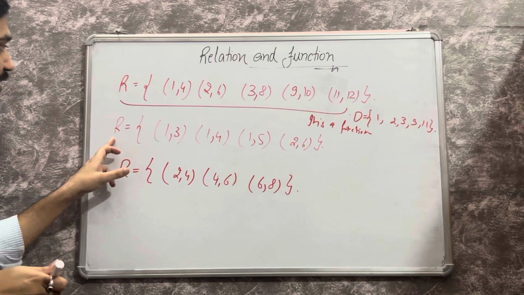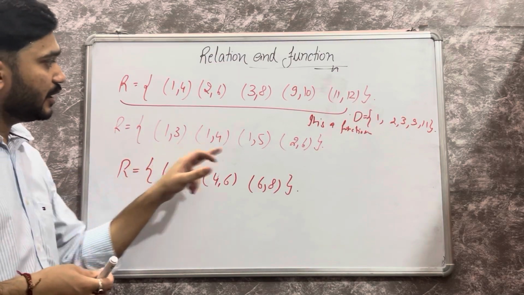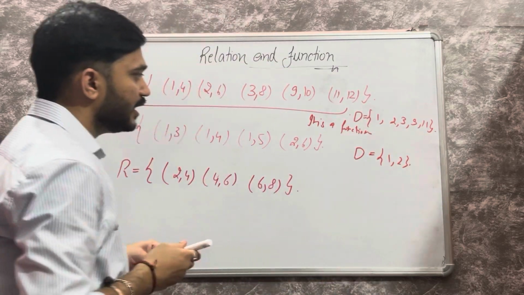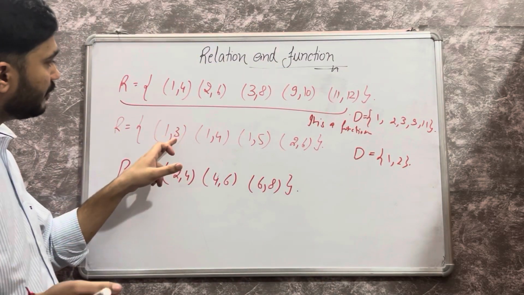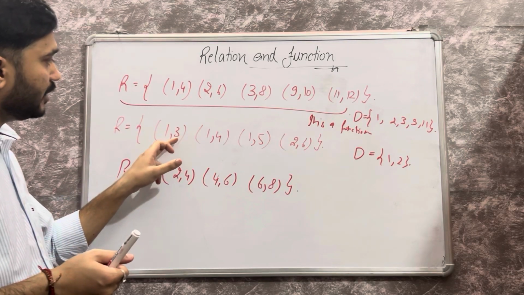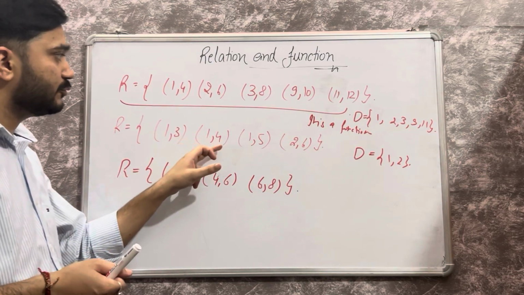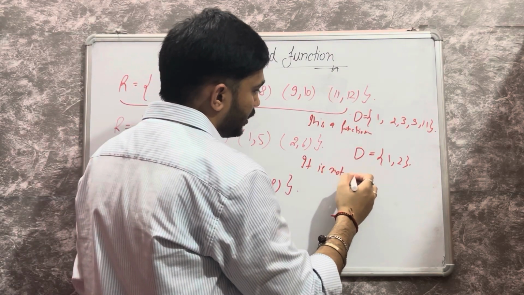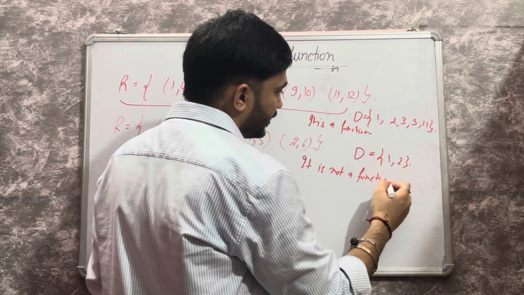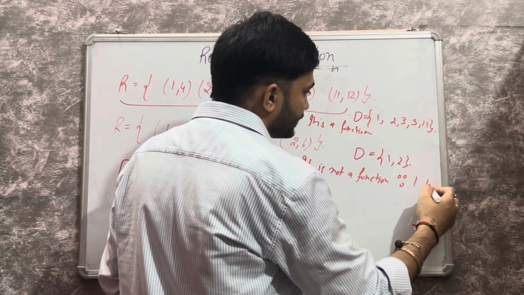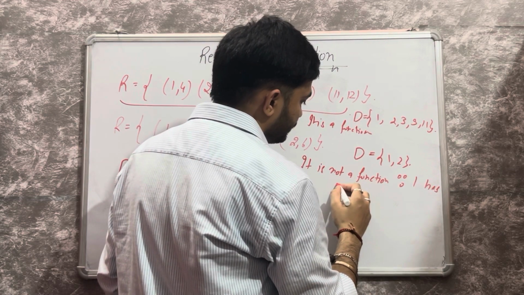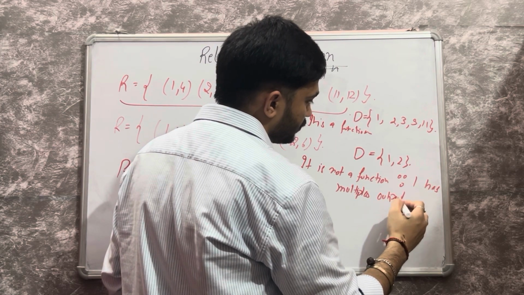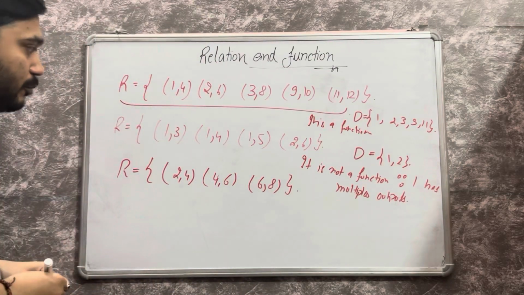Now look at the second example. Domain is 1 and 2. But here 1 has multiple values as an answer in the codomain. 1 has 3, 1 has 4. So this is not going to be a function. It is not a function, and the reason is because 1 has multiple outputs.